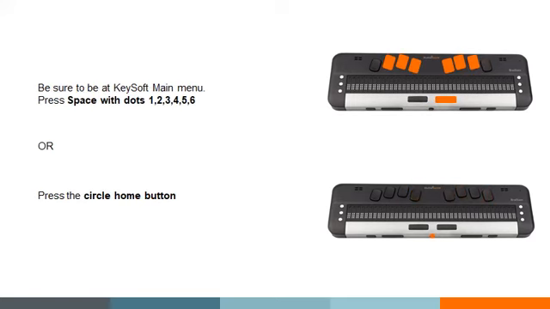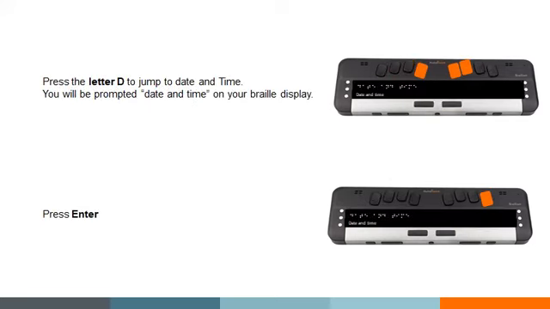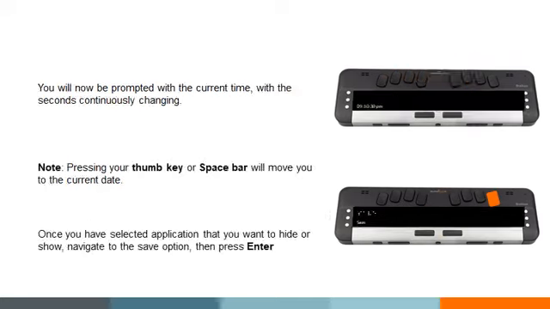I'm on the main menu, so to get to your main menu, you can press a full cell with your space bar, so 1, 2, 3, 4, 5, 6 with space, or your home button. And when I'm on the main menu, I will press the letter D using first letter navigation to move to the date and time option. Once I reach this option, my Braille display says date and time. I'm going to press enter. And at this point, you will be placed in the date and time menu.